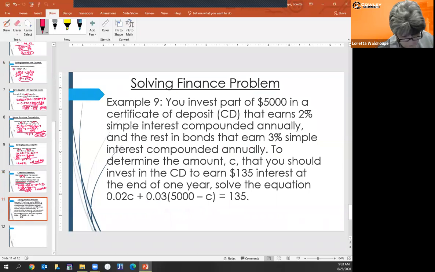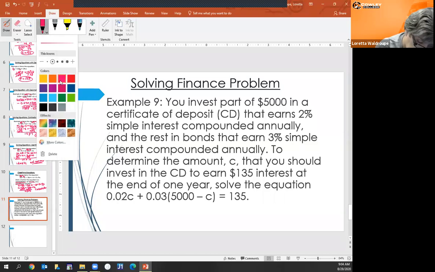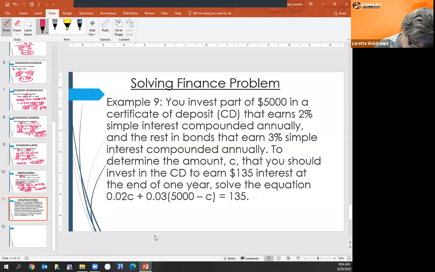One more, solving a finance problem. You invest part of 5,000 in a CD that earns 2% simple interest compounded annually. The rest in bonds that earn 3% simple interest compounded annually. To determine the amount C that you should invest in the CD to earn $135 interest at the end of the year, you want to solve this equation right here.